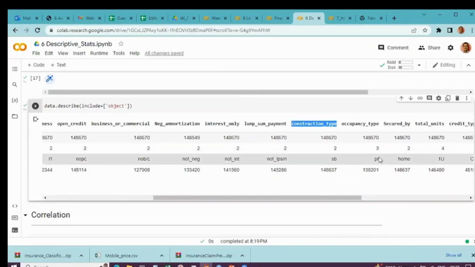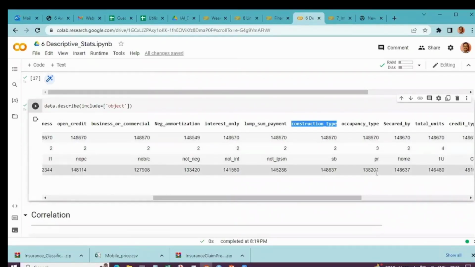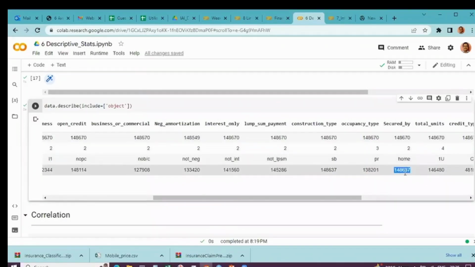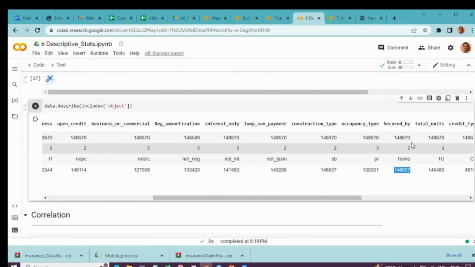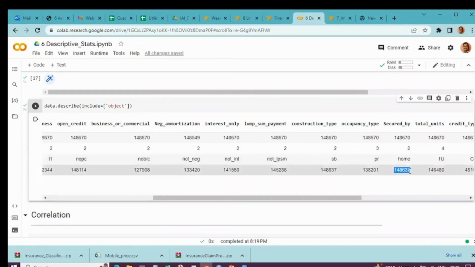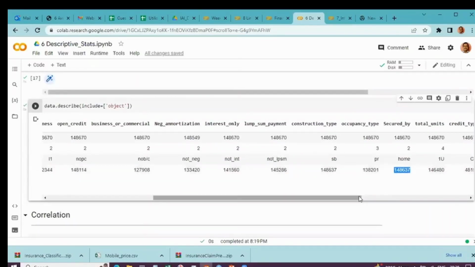Then similarly, we are seeing the occupancy type is fine, 1,38,000, but there are three categories. So we have to see the frequencies of the remaining two categories, if any of them is falling lesser than 100 or 50 something. Secured by is also having the same problem like your construction type. I think 33. So secured by home is 1,48,637, whereas the other one is still 33. We don't know what is the other one, but that other one is typically falling under 33. So that's also something which might go for a problem.